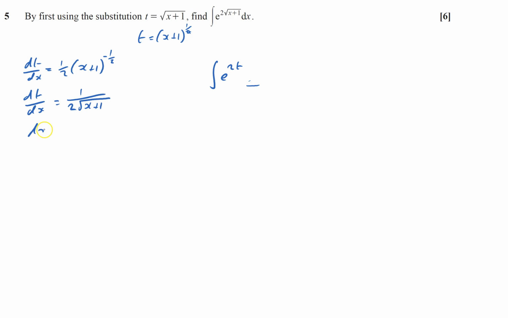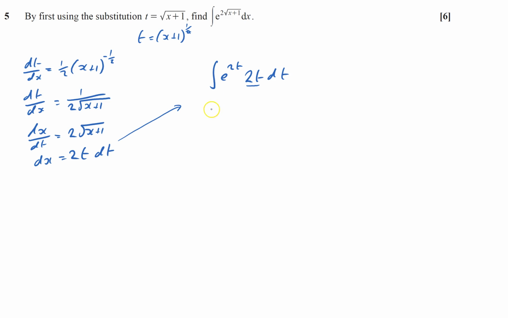And so if I take the reciprocal of both sides, dx by dt equals 2 root x plus 1. And so dx equals 2, well, root x plus 1 is t, so that's 2t, and then times by dt. So I can do that. Now that bit can just go straight up there to replace the dx. That gives me 2t dt.